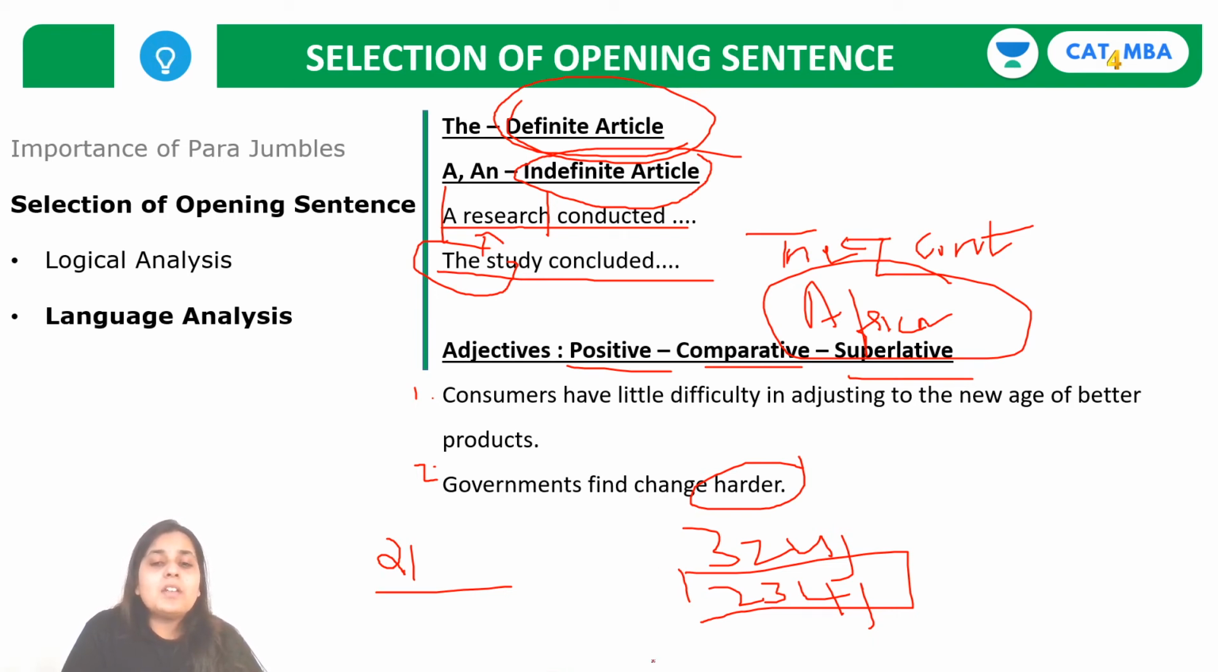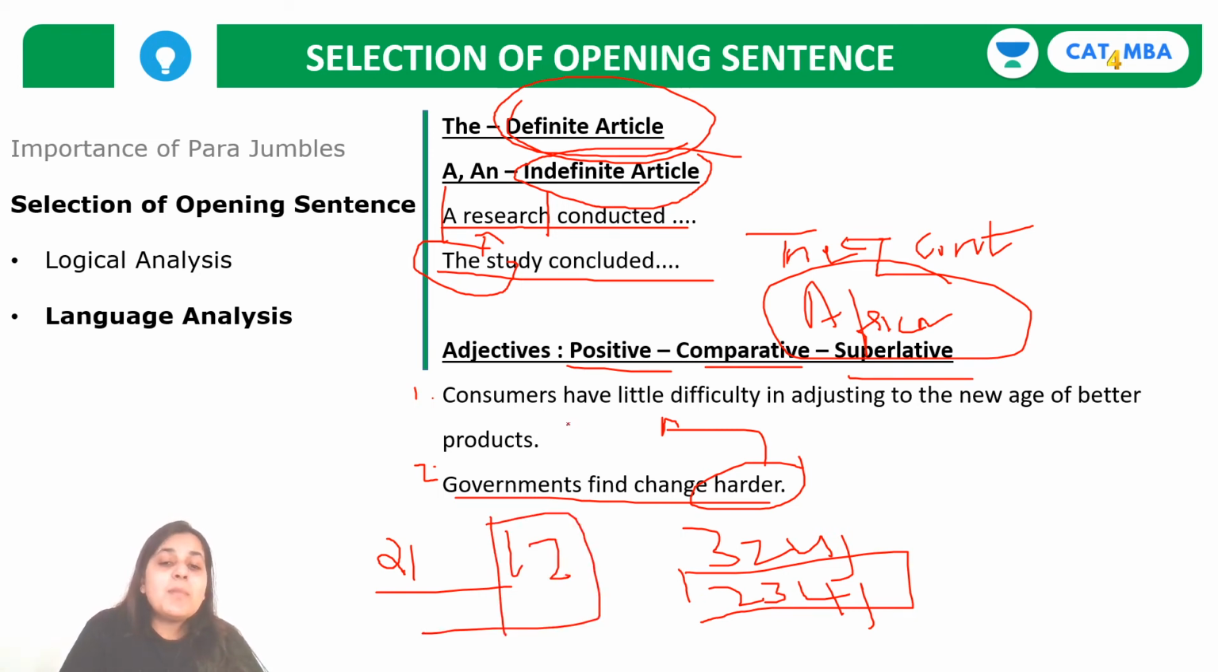How can it be 2-1? Governments find change harder. Harder than whom? Harder than consumers. So 1-2 will be the answer, guys. Smart, then smarter. Hard, then harder. Little, then less. So consumers don't find it that difficult.